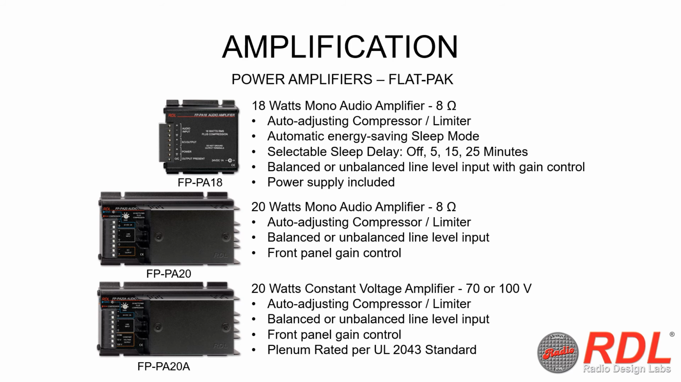The FPPA20 is a mono audio amplifier that provides 20 watts into 8 ohms. It also has our auto-adjusting compressor limiter, supports balanced or unbalanced line level inputs, and has front panel gain control. And the FPPA20A is a 20 watts constant voltage amplifier with either 70 or 100 volts output. It has our auto-adjusting compressor limiter, supports balanced or unbalanced line level inputs, has the front panel gain control, and this unit is plenum rated.